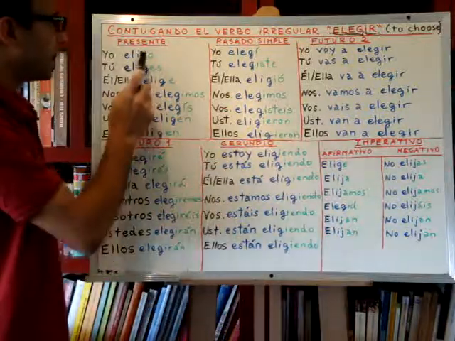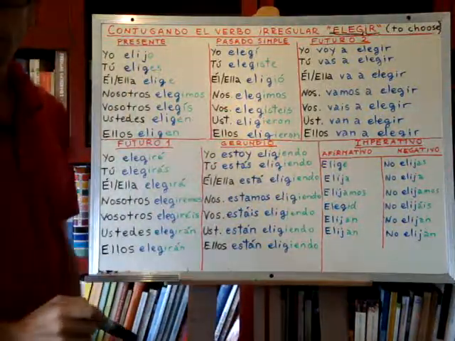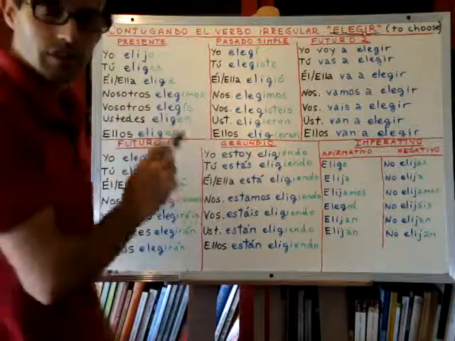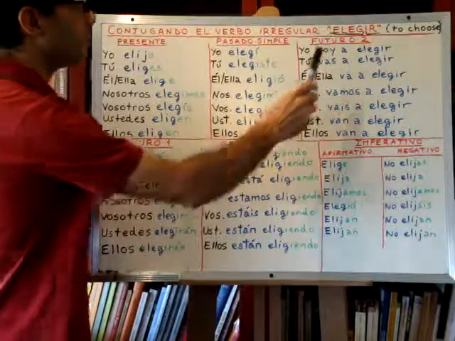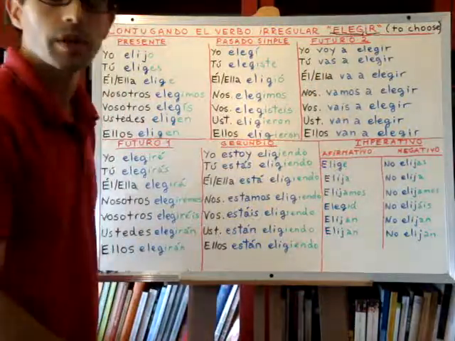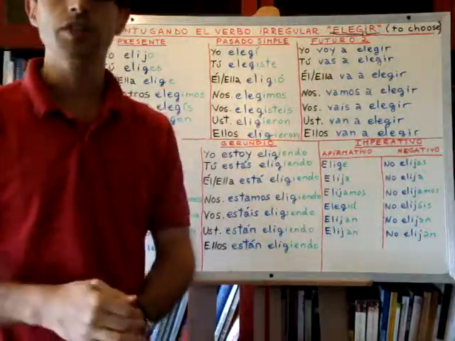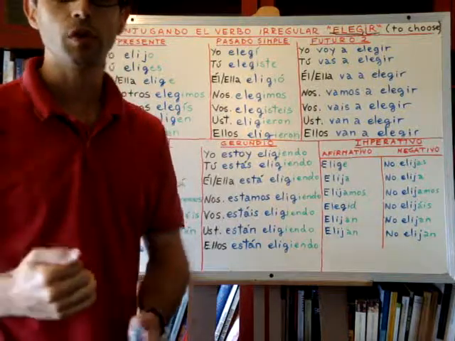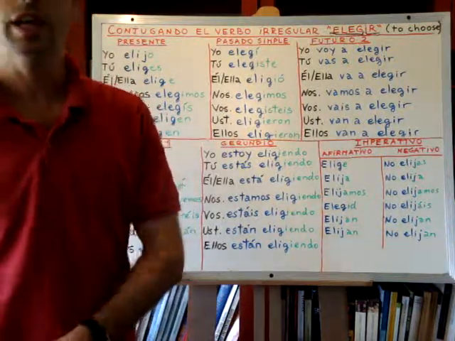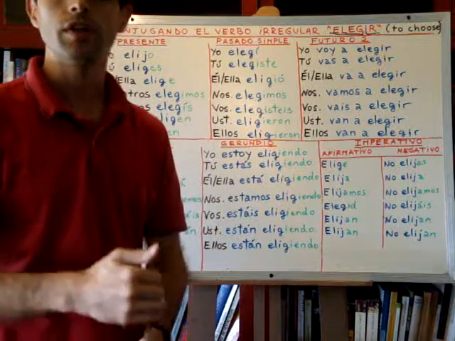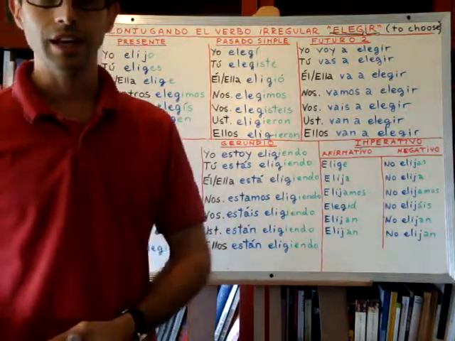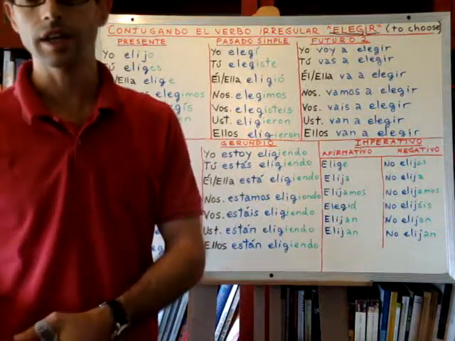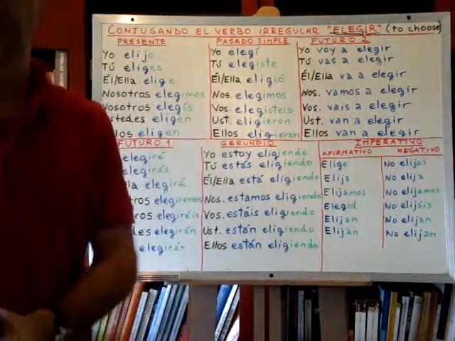So let me tell you first why we use the J in this case, so you understand the logic. The root of the verb uses the G, right? But you know that G, same as in English, has one pronunciation when it's followed by E and I, and a different pronunciation when it's followed by A, O, or U, right? Ga, ge, gi, ga, ge, go. Sorry, ga, go, gu, okay?